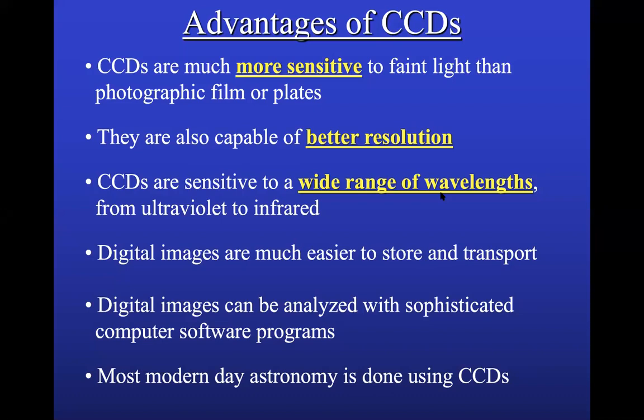Now, this is the advantage of using these CCD cameras. They are much more sensitive to faint light than photographic films or plates, and they are also capable of better resolution and a wide range of wavelengths. Digital images are much easier to store and transport, and they can be analyzed with sophisticated software. Most of modern day astronomy is done using these CCDs, right?